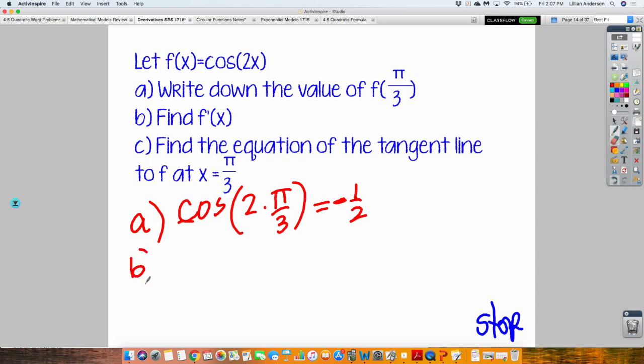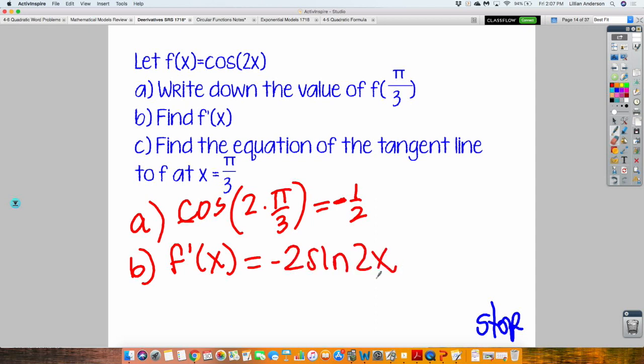Aiden, what's my derivative? Negative 2 sine 2x. That's very correct. Now I have to find the equation of my tangent line at that particular point, pi over 3. In order to write the equation of my line, I need what? I need my slope. How do I find my slope? Plug into the x. Yes. So when I plug in pi over 3 into the x here, what do I get? I got 2 square root of 3 over 2.